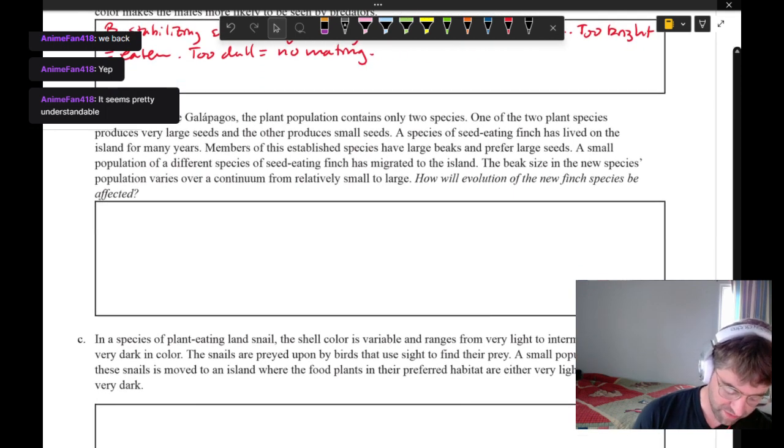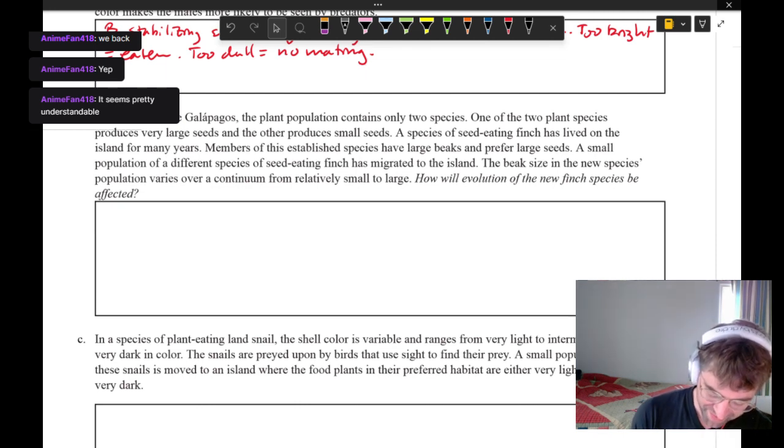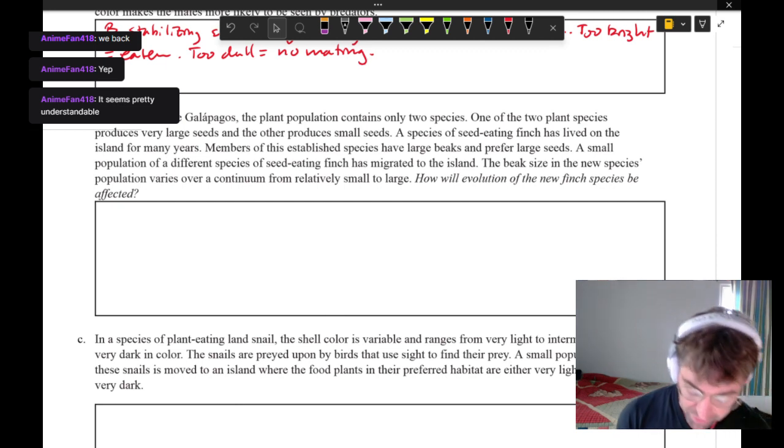On Island Z in the Galapagos, the plant population contains only 2 species. One of the 2 plant species produces very large seeds, and the other produces small seeds. A species of seed-eating finch has lived on the island for many years. Members of this established species have large beaks and prefer large seeds. A small population of a different species of seed-eating finch has migrated to the island. The beak size in the new species population varies over a continuum from relatively small to large. How will evolution of the new finch species be affected?